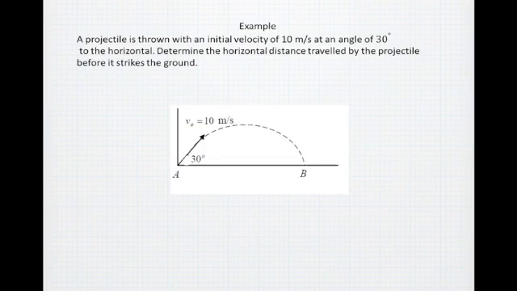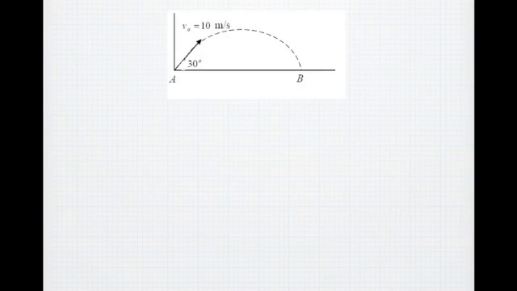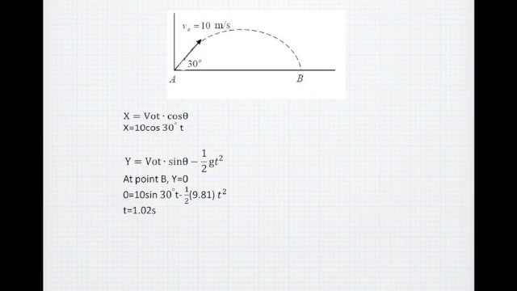To determine the horizontal displacement, we should write down the horizontal displacement equation. That is x equals V0 t times cos theta. And we're given the initial velocity, which is 10 meters per second, and the angle theta is 30 degrees. So we substitute these numbers into the equation, and there is still one unknown, the time t.